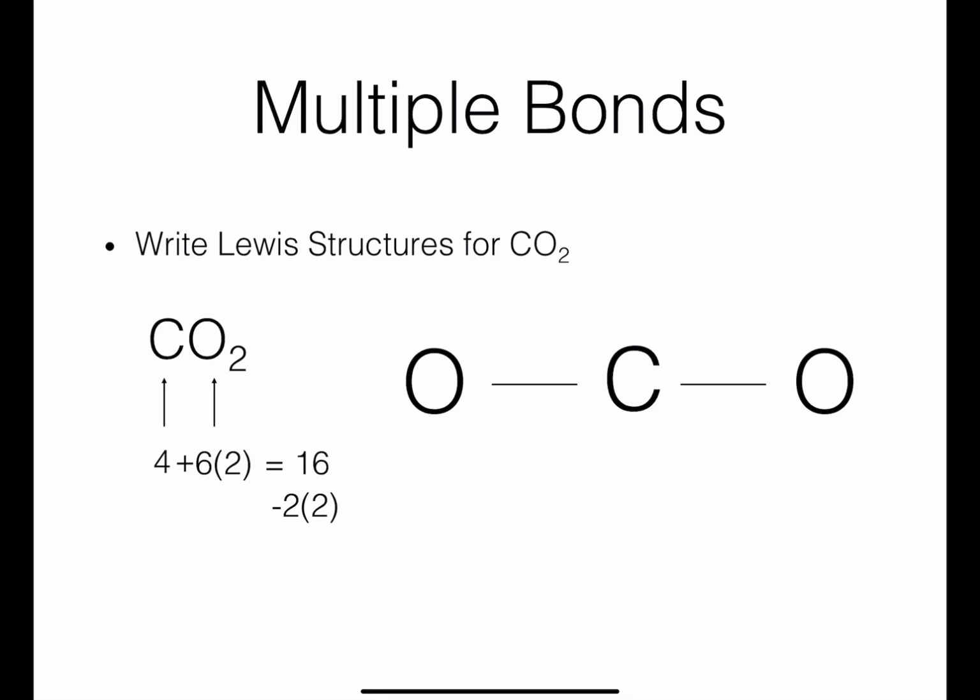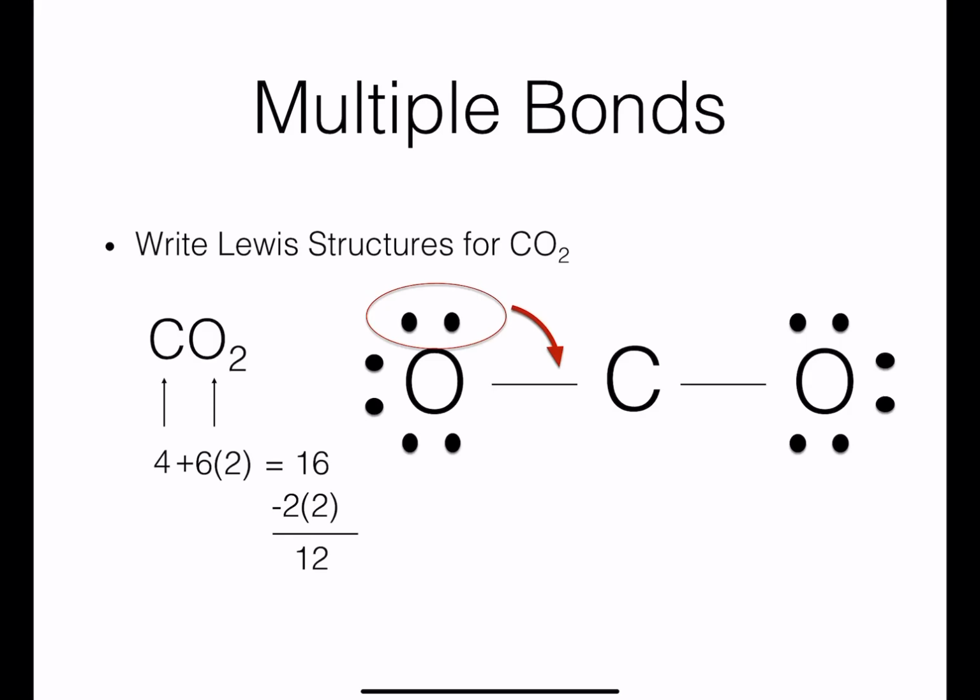So remember, each of these bonds contains 2 electrons. So 2 electrons times 2 bonds is going to subtract 4 from the total. This leaves us with 12 left over. We're going to start by putting them around the oxygen. So there, I've used all of my 12 electrons. But the problem here is that carbon does not have an octet. Carbon only has access to 4 electrons.